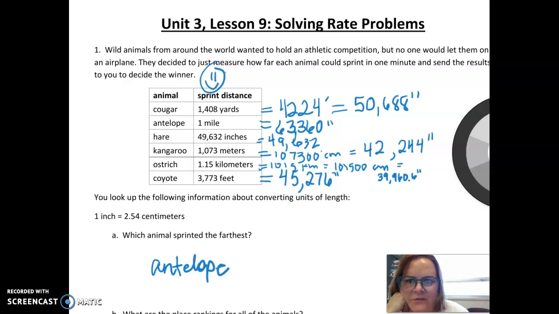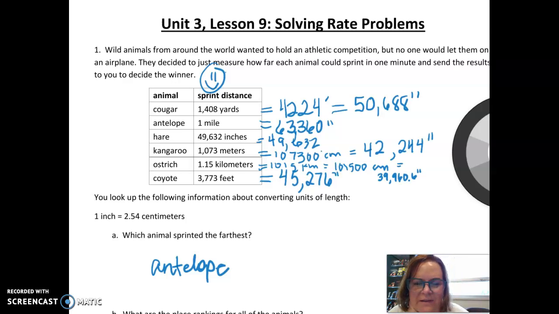get after it. So wild animals from around the world wanted to hold an athletic competition, but no one would let them on an airplane. So they decided to just measure how far each animal could sprint in 1 minute and send the results to you to decide the winner. And I know that's silly, so that's why I put a smiley face there.